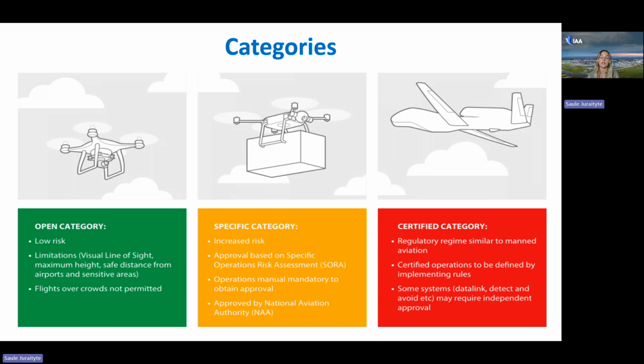Now, having mentioned different categories, I will just quickly go over them. Under EU drone regulations, operations are divided into 3 categories: the open, specific, and certified.